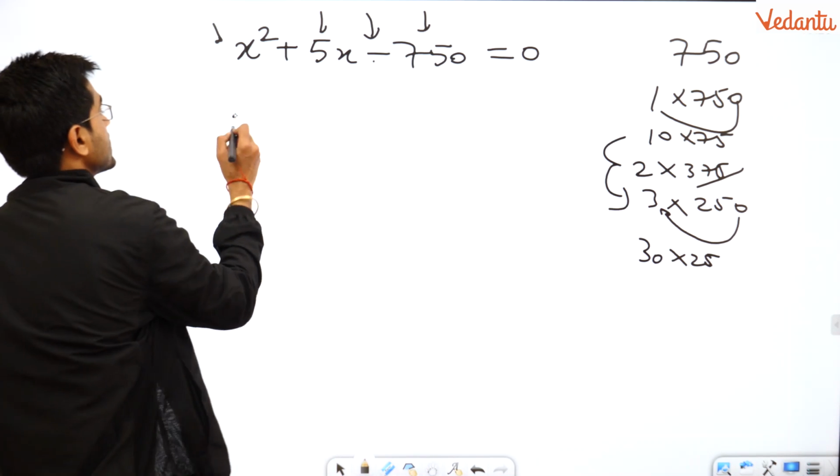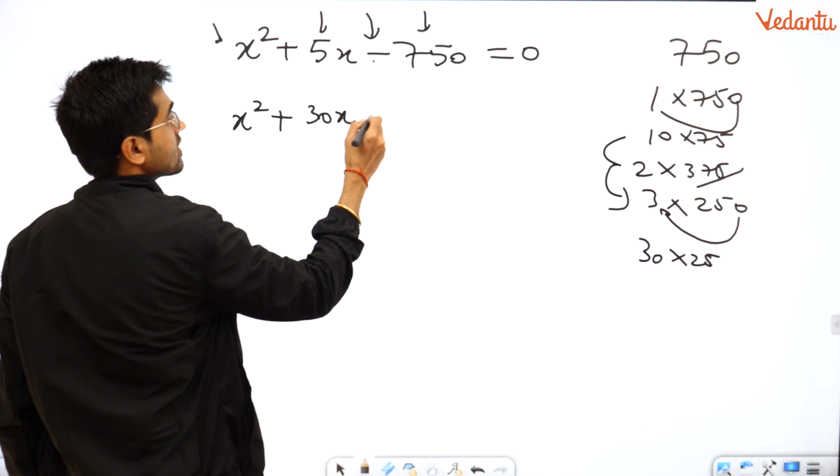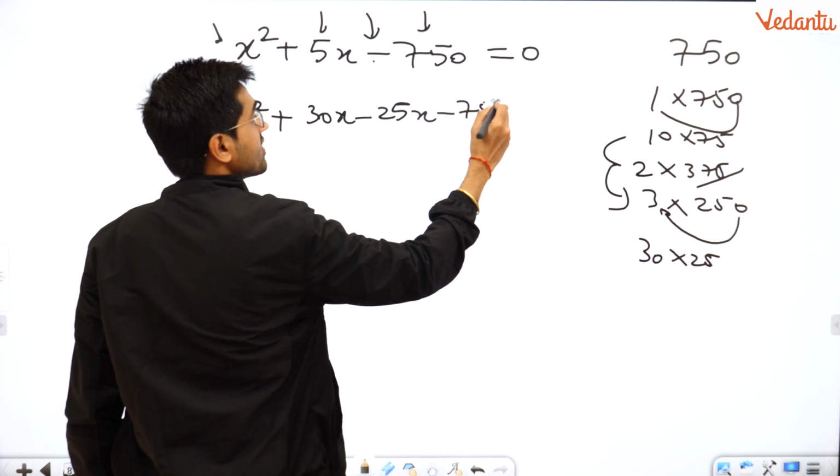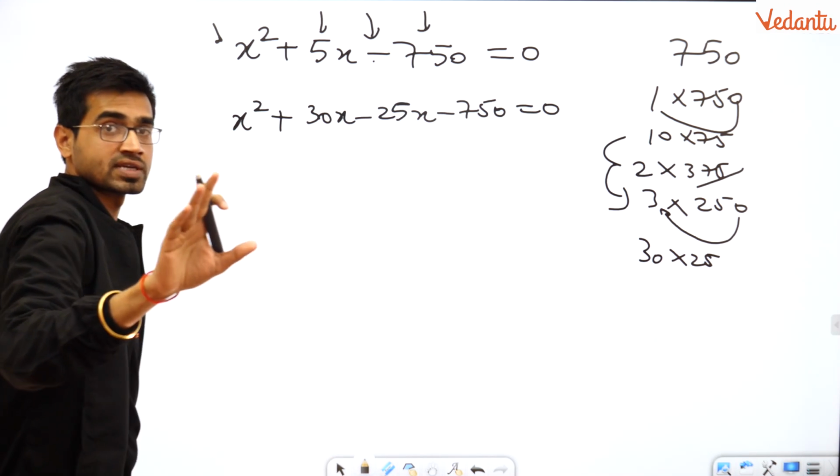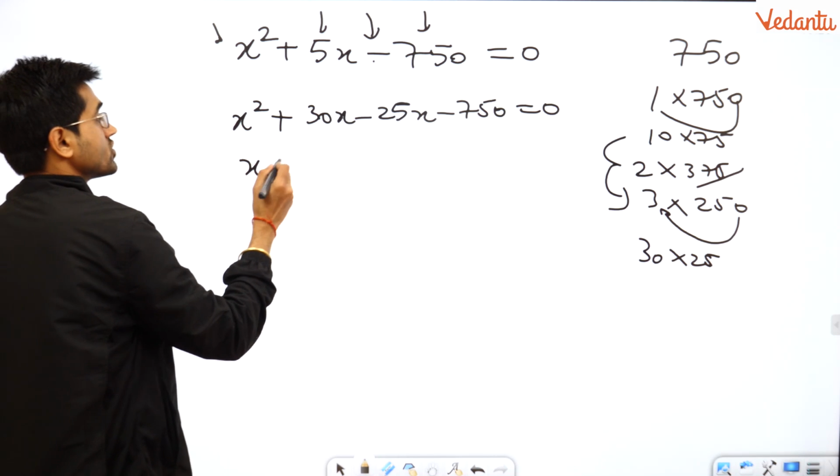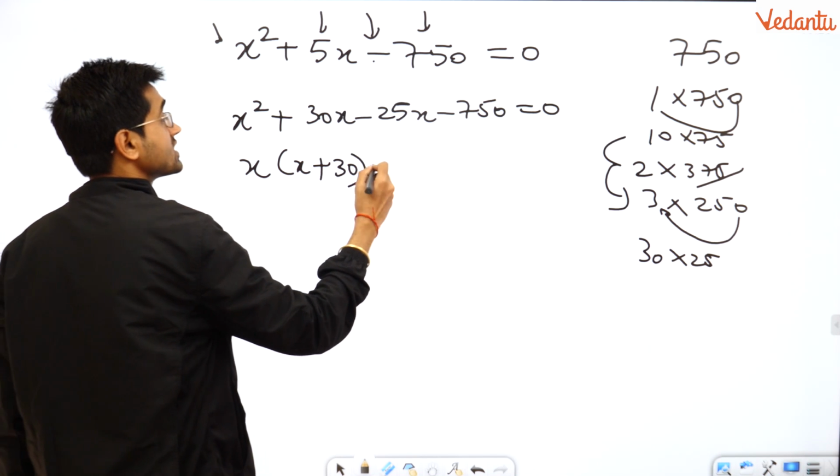Done. So it is x square plus 30x minus 25x minus 750. No question rectification, it's all I'm doing right now in front of you. So x common. I don't have that much time for rectification of the question.